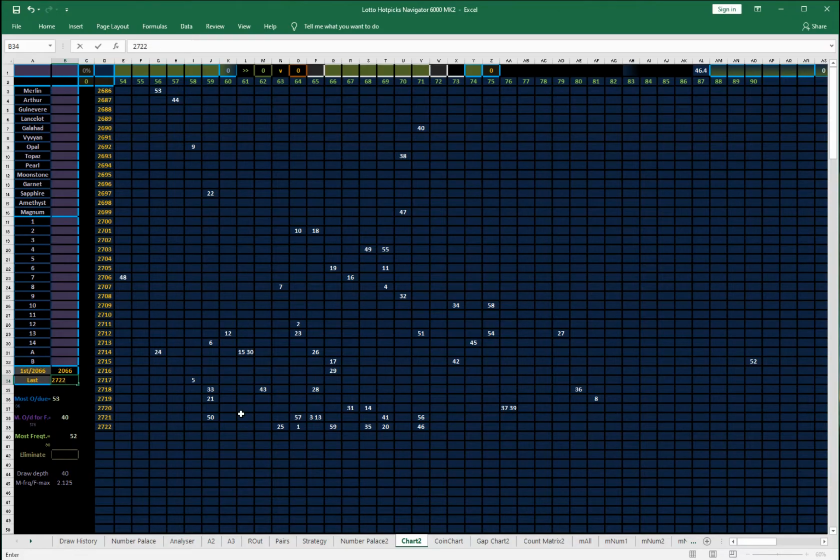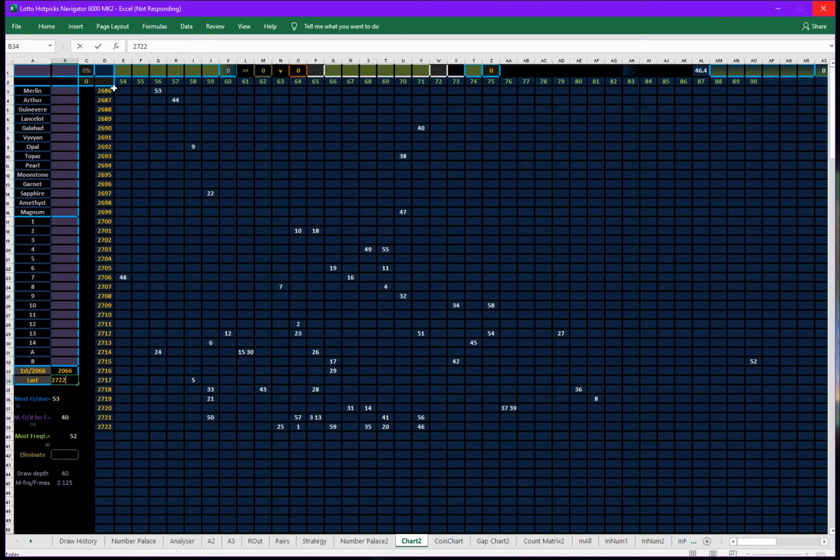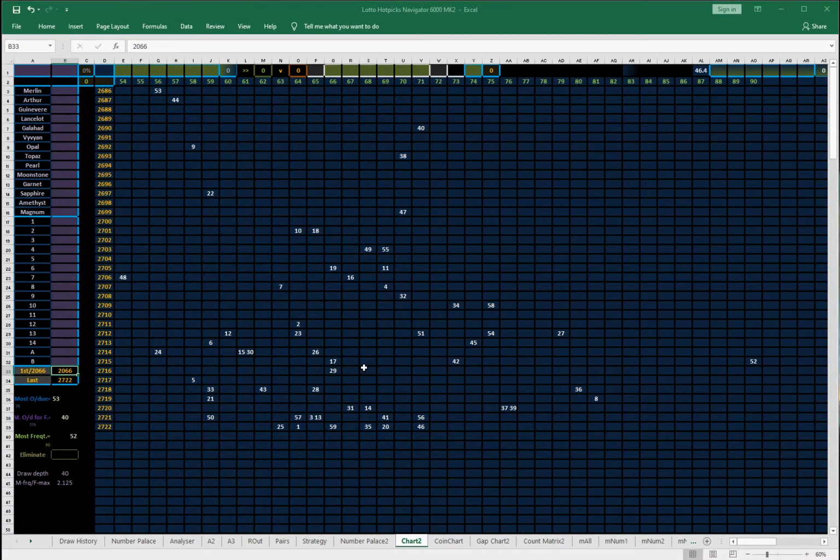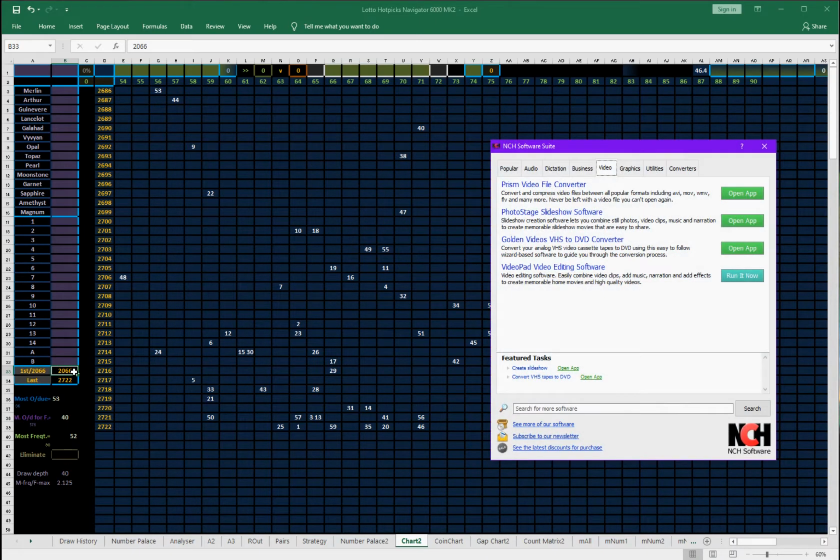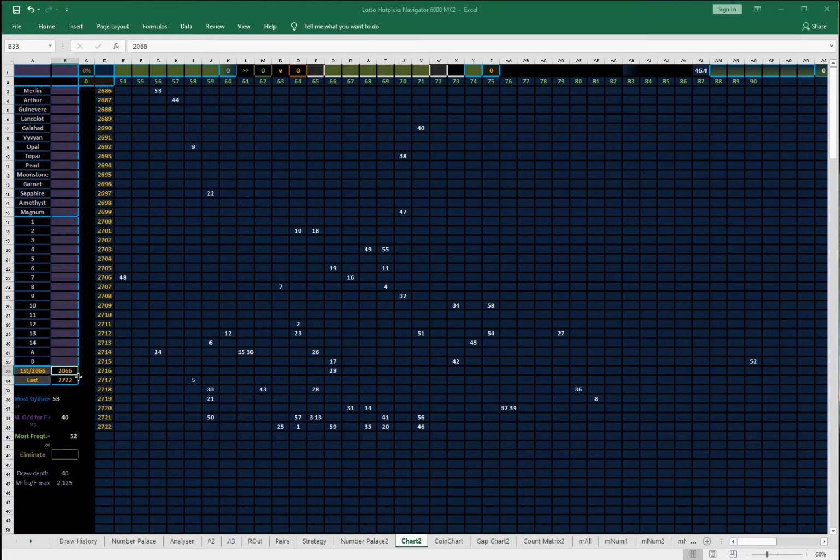So if the last draw was 2722, and we go back 40 draws, then we'll be going back to draw 2682. What then? Right, 2682. And that'll change the shape of the chart.